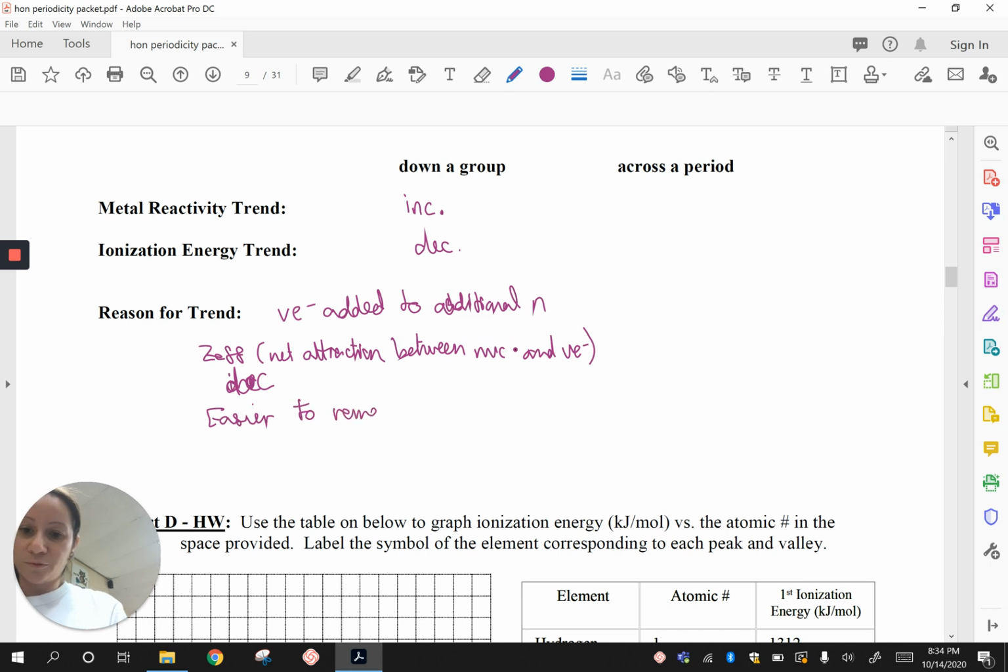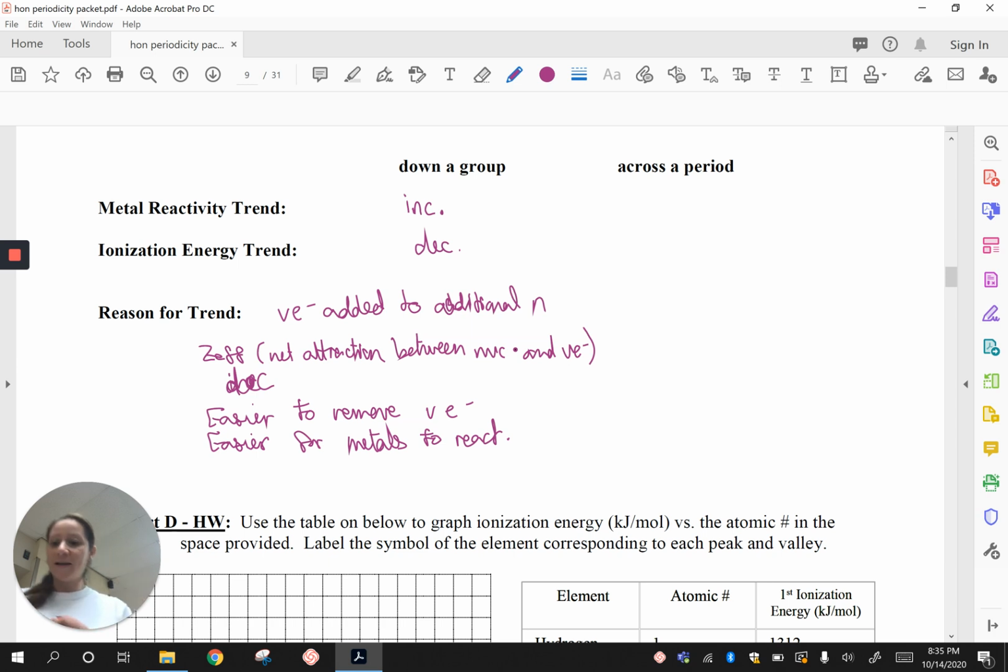to remove a valence electron, right? And so easier for metals to react. So your reactivity of metals increases. Now let's think of ionization energy. What is ionization energy? It is the energy required to remove that electron.